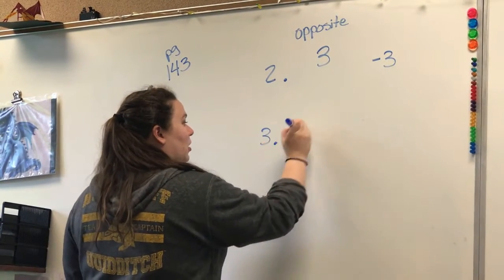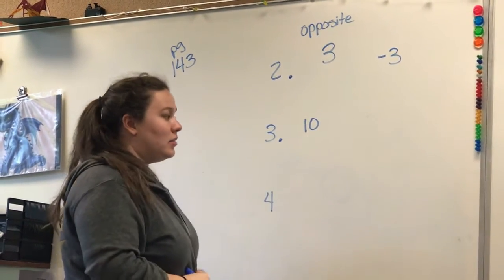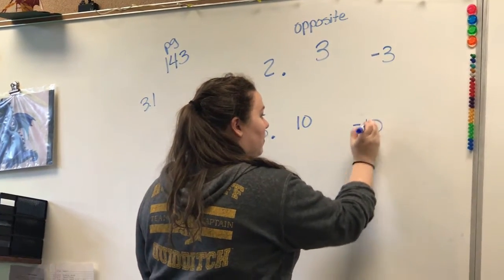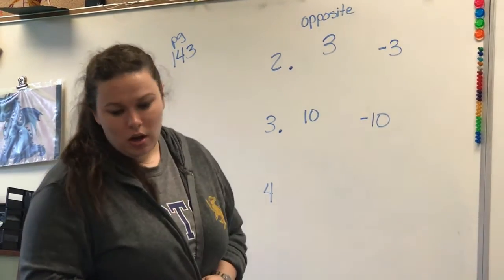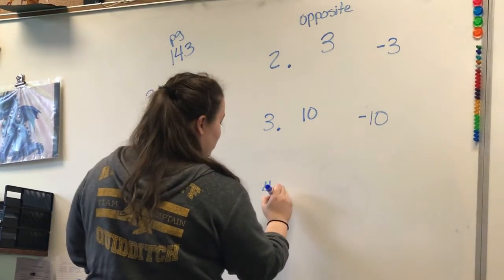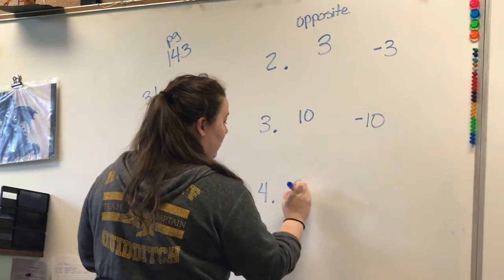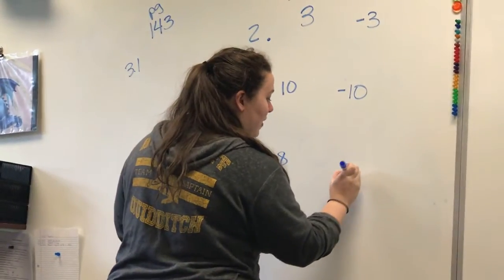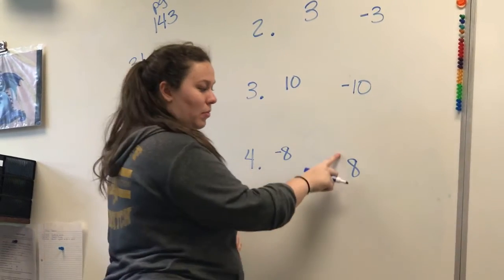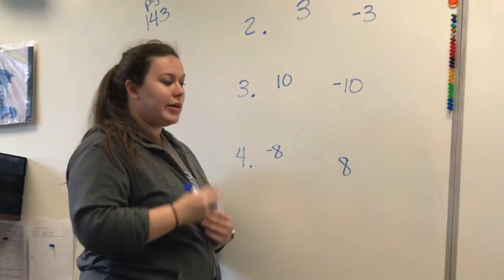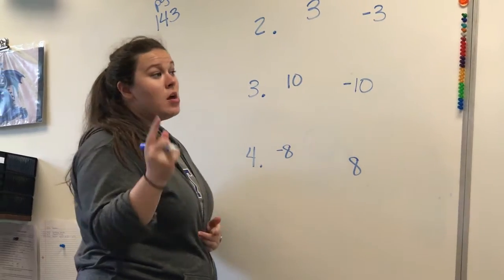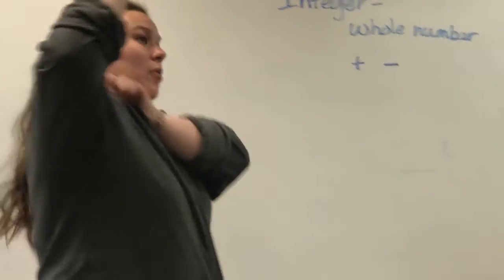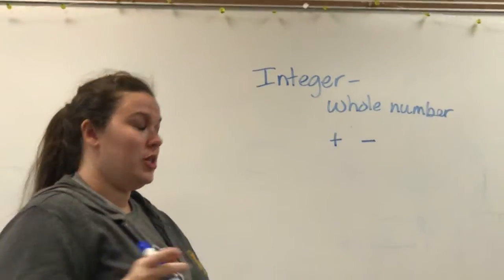Number 3, it wants to know the opposite of 10. That is a positive number, so the opposite of that would be negative 10. On number 4, it gives you the example of negative 8. What is the opposite of negative 8? It would be positive 8. When you're writing a positive number, you don't need to put the positive sign in front of it, you just write the regular number. Okay, you need to take some notes to help you with your worksheet.